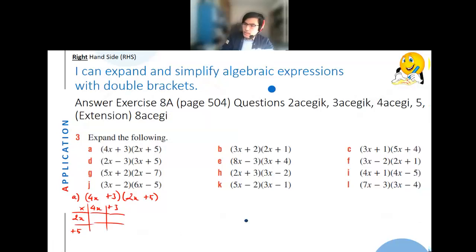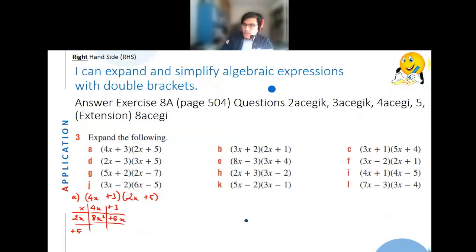So remember, we multiply the numbers together and the letters together. Okay, so 2 times 4 is 8, x times x is x squared. Then we've got 2x times plus 3, so 2 times 3, well, first of all, they're both positive, so that's going to be a positive. 2 times 3 is 6, so it's going to be plus 6x.